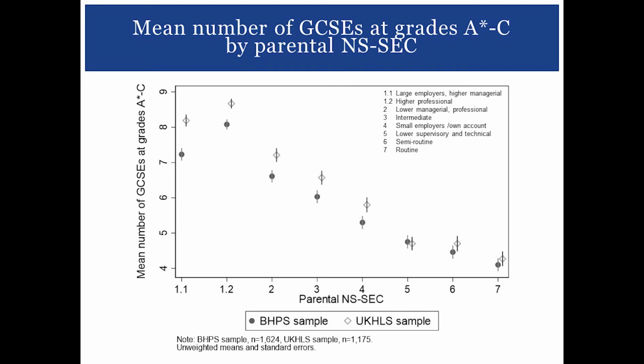If I add in the Understanding Society sample, we can see that this really clear pattern of social class difference continues to persist for our most contemporary cohorts of young people. And the differences between the most and least advantaged positions is roughly equivalent to about 4 extra A star to C GCSEs, which is not a trivial difference at all.